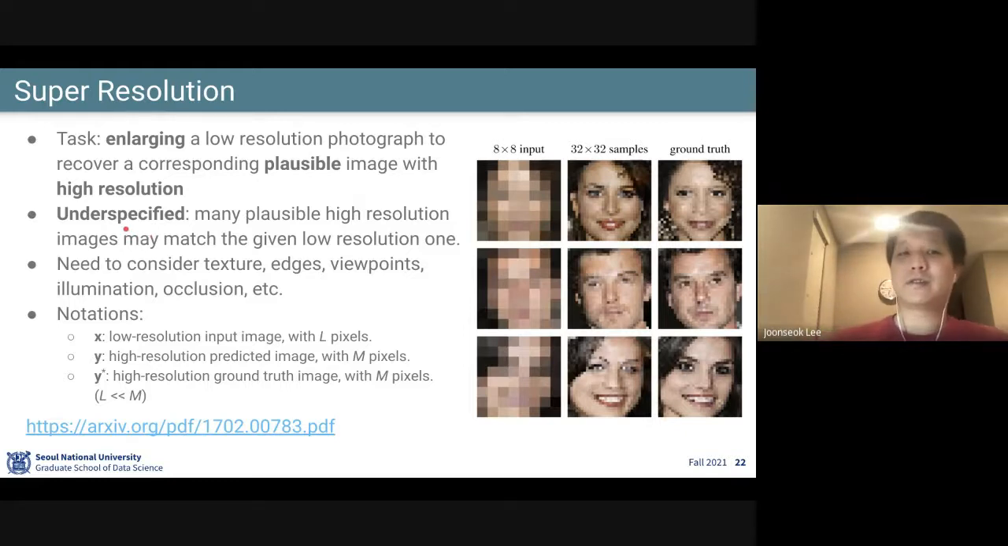This task is underspecified. What does that mean? Given this image, there are many plausible high-resolution images. There's not just a single answer. There can be multiple answers, and all of them can be plausible. So we need to guide which one it should be from our data set. So it needs to consider texture, edges, viewpoints, illuminations, occlusions, and yeah, it explains all the difficulties they encounter, even though they don't resolve all of them with this single model.